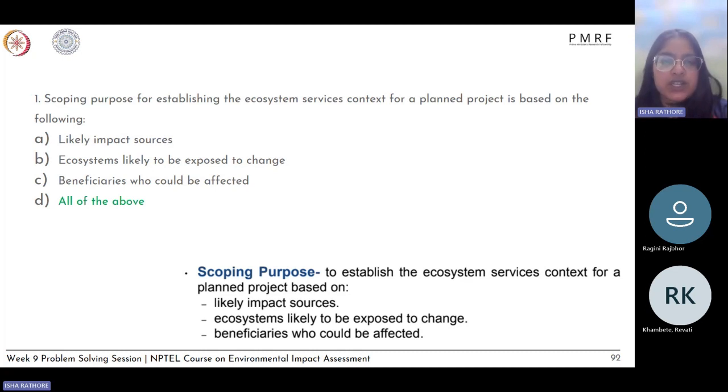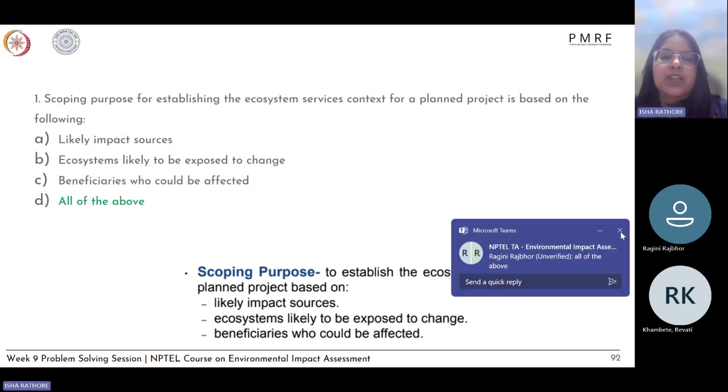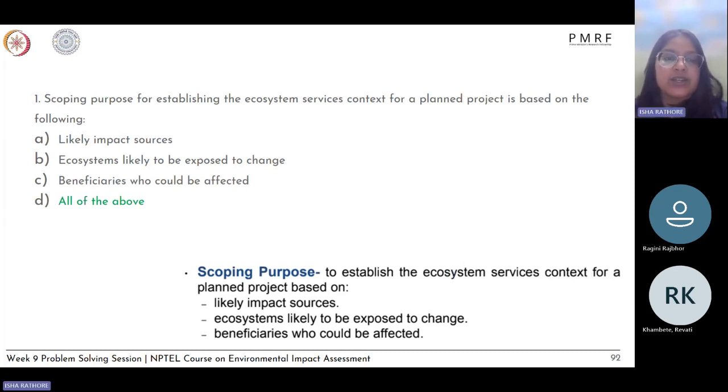Then the ecosystems which are likely to be exposed to change, and the beneficiaries or stakeholders who could be affected, who are deriving the ecosystem services. So all A, B, and C are correct. So D, all of the above, is the correct answer. Moving on to the next question.